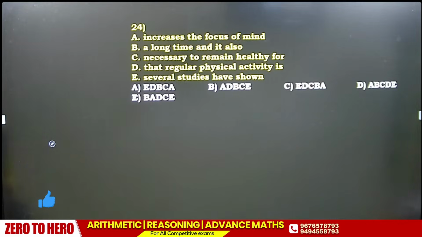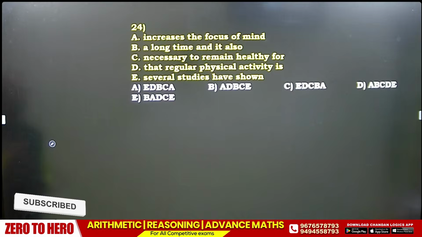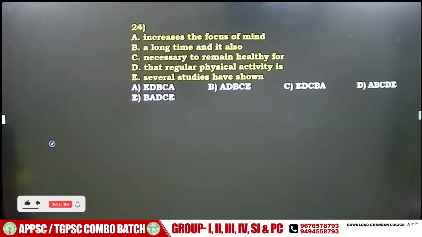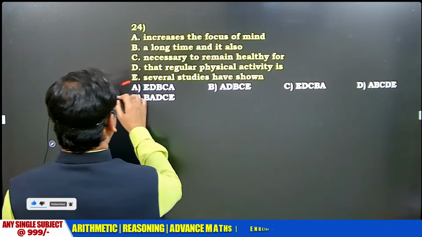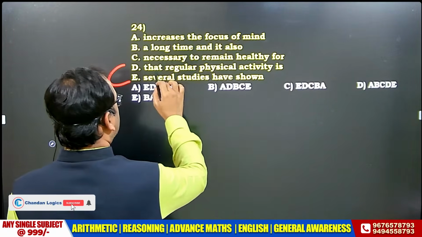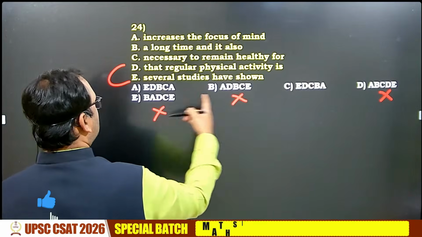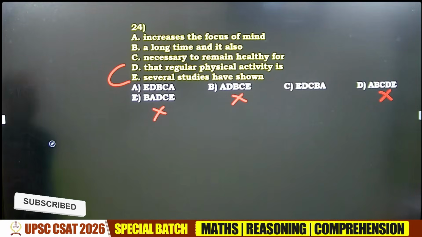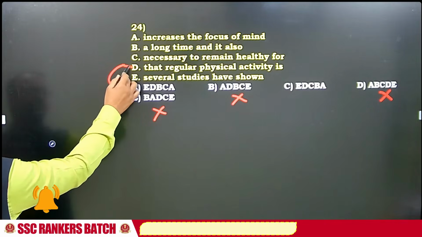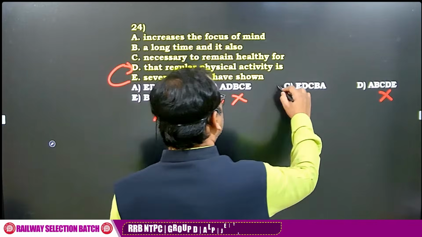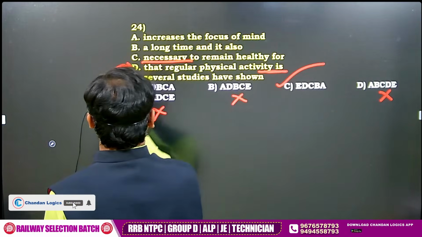Speed matters. Real speed matters. This is the best pair, no? Several studies have shown that. So ED is the best pair. So this is not ED, this is not ED. First option and third option. Several studies have shown that regular physical exercise is, then what? Is necessary. Exercise is necessary. See how simple.